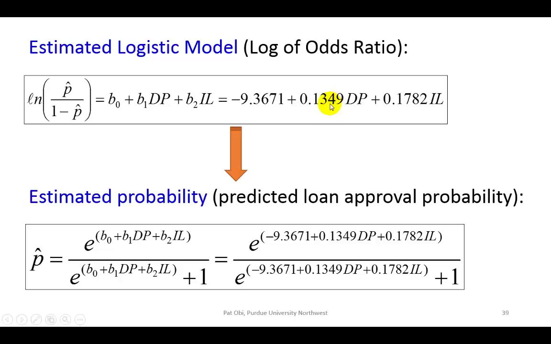Now, however, note that the estimated logit model is the log of odds ratio. To find the estimated probability, we define the logit function for the 2 independent variables and then substitute the estimated values of the coefficients as shown right here. And so this is the predicted loan approval probability, which can be calculated for different levels of down payment and income to loan ratio.